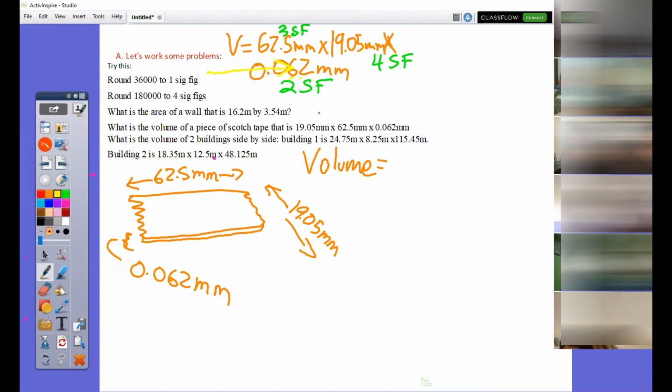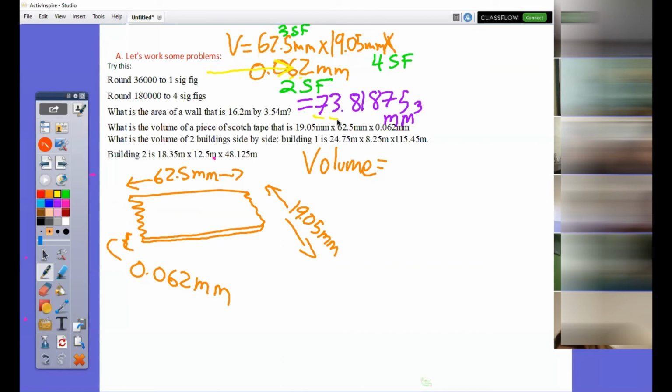For the value, 62.5 times 19.05 times 0.062 equals. In math class, the correct answer would have been, Miss Jones, I got 73.81875. Good job, Tommy. But that's not the right answer in chemistry. All right, millimeters cubed, mm, 3 times. We only get 2 sig figs, so we're going to chop it off. Remember, we go from the big side, chop that off. The correct answer, as Veronica said, is 74 millimeters cubed.